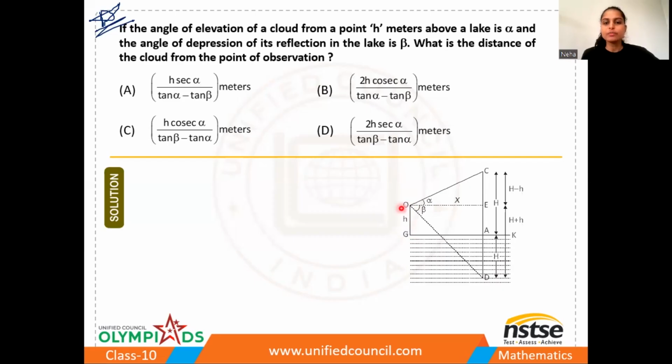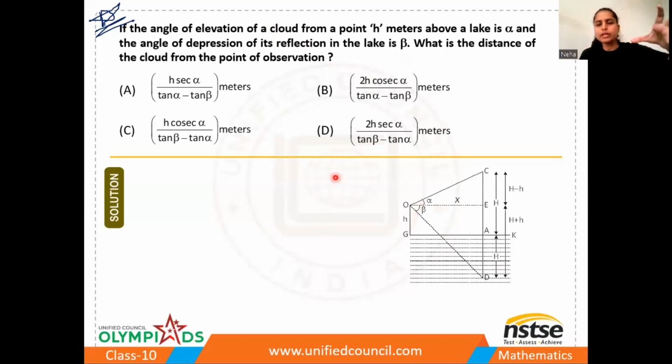And here from the point O, I am observing the angle of elevation of the cloud, okay? And let's suppose this C is the cloud, right? From the point O, the angle of elevation of the cloud is alpha. This is the base, and the angle of elevation is alpha. Perfect. This is given. And the angle of depression of its reflection in the lake is beta. Okay, so there is a reflection of the cloud also there in the lake, and the angle is beta, right, as it is given in the question.